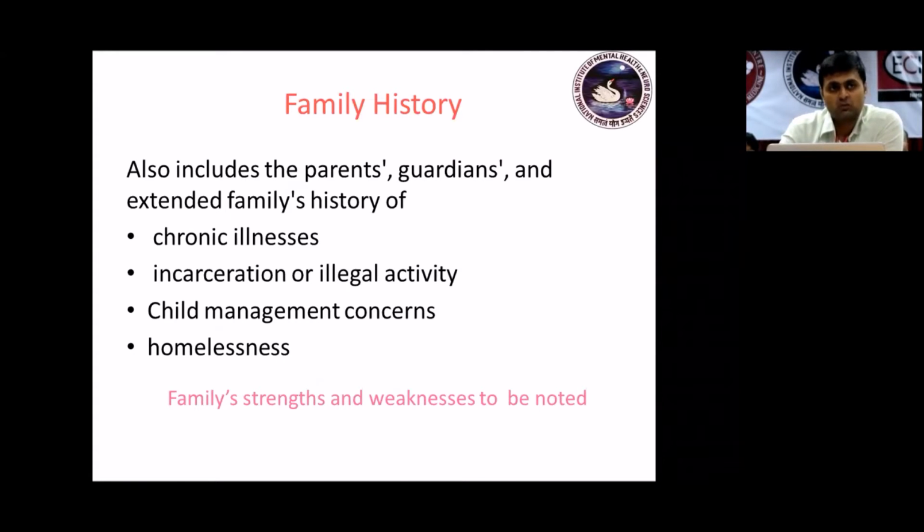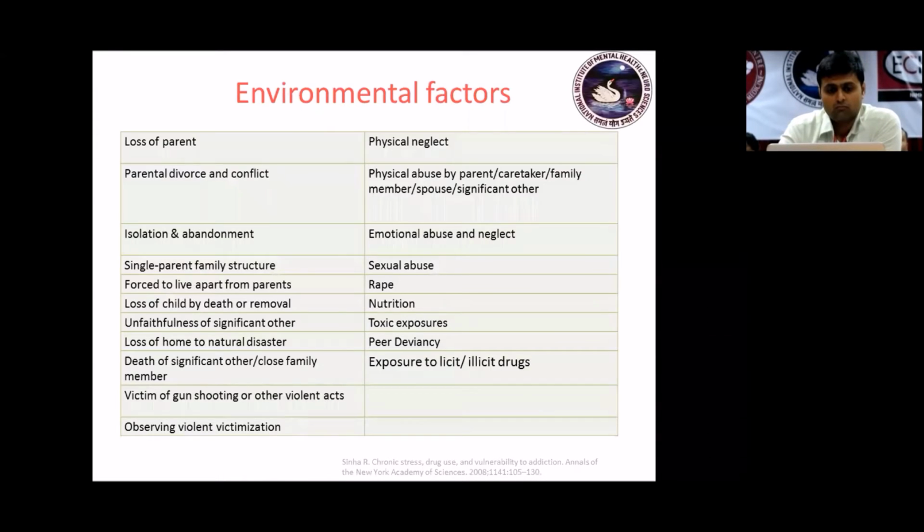With respect to environmental factors: loss of parental divorce and conflict, isolation and abandonment, single parent family, loss of a child, unfaithful significant others, loss of home to natural disaster, death of a significant other or close family members, victims of violence, physical neglect, and physical, emotional, and sexual abuse.